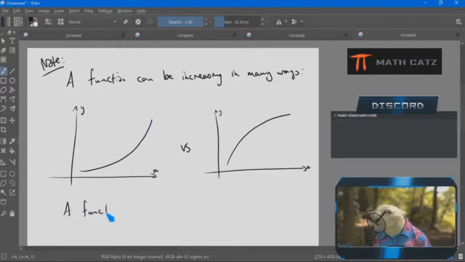I have a similar issue with decreasing. A function can be decreasing in many ways. My writing is not very good today. I apologize. Is it ever good? No.